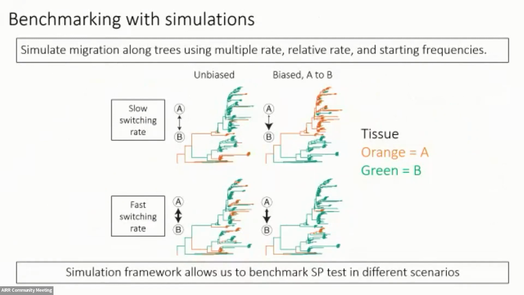On the top left, we have totally unbiased switching at a slow rate. So you can see there are cell type switches in either direction. Below that is unbiased switching, but at a fast rate. So also switches in either direction, but there are more of them. On the top right, we have biased switching. So all of the switches occur from A to B, and below that, we have biased switching at a fast rate.